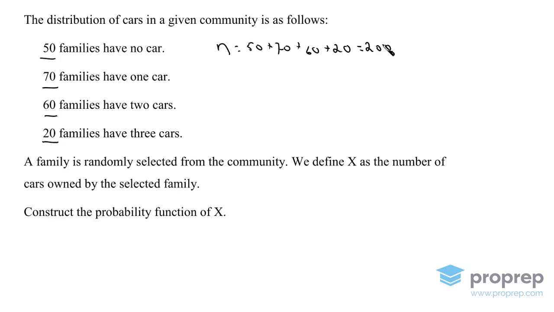Now, the next thing that we need to figure out are the values of X. Now, remember, we defined X as the number of cars owned by the selected family. Well, we're given that here: no car, 1 car, 2 cars, and 3 cars.